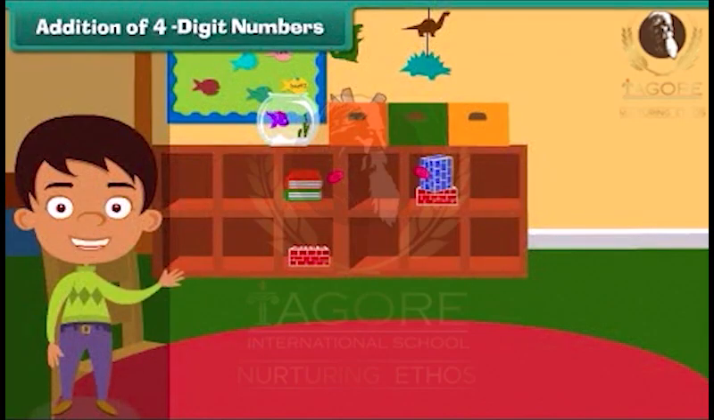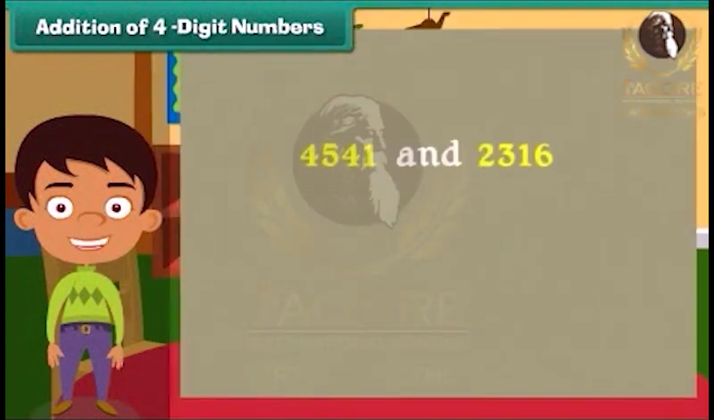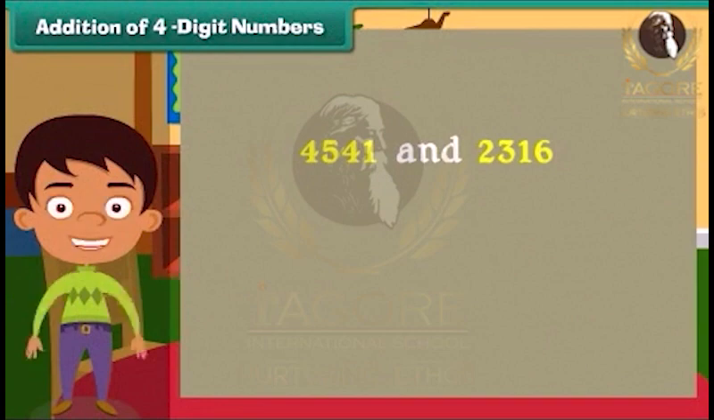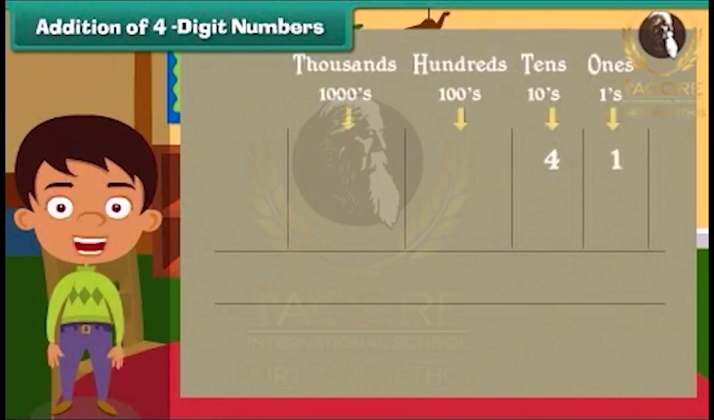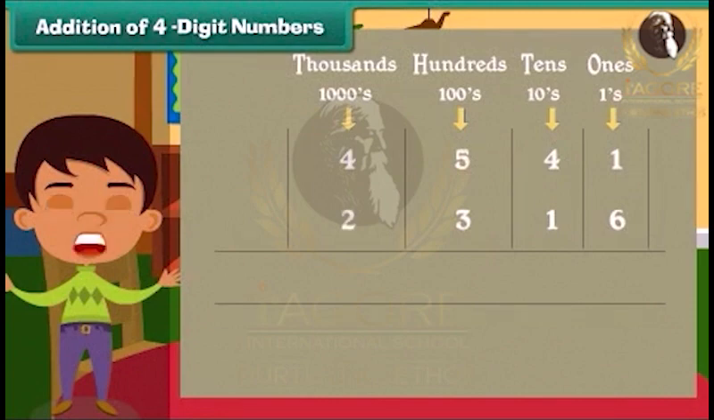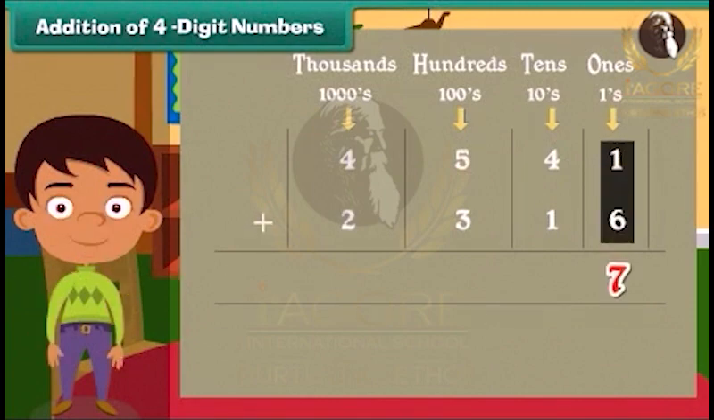Addition of 4-digit numbers. The first problem that Ben picks to solve is to add given numbers 4541 and 2316. He starts solving the question by writing the numbers in these lines. Remember that we begin adding from ones. So here the addition is 7.